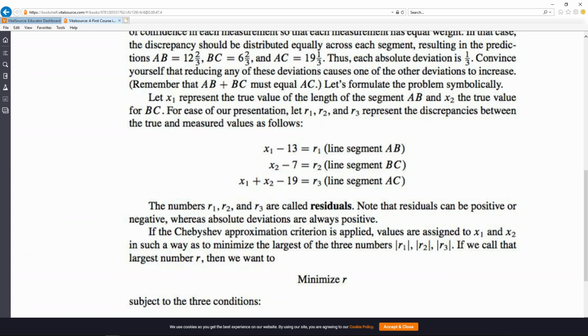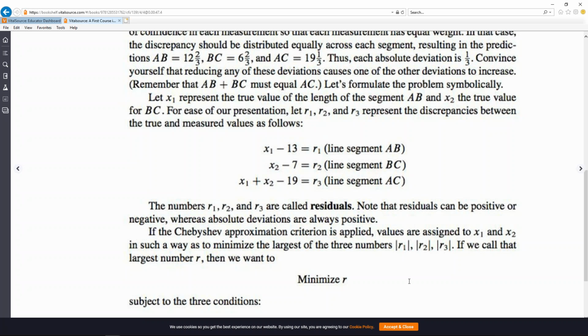And then we know that x1 plus x2 will be the actual length of AC, and then use that number minus 19 to get the third discrepancy. That's the original formulation, and we can see that those three numbers, the R's, are called residuals. What we're trying to do is minimize the absolute value of those three values.